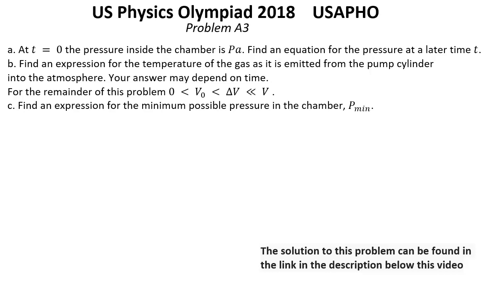For the remainder of this problem, 0 is less than V0, which is less than delta V and much less than V. Question C. Find an expression for the minimum possible pressure in the chamber, P minimum.